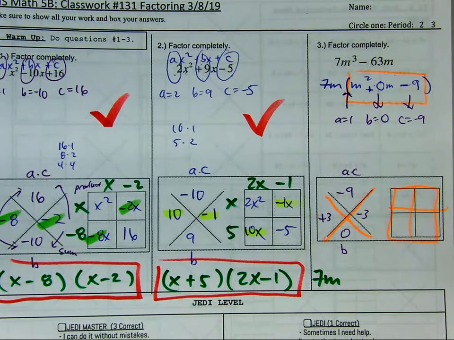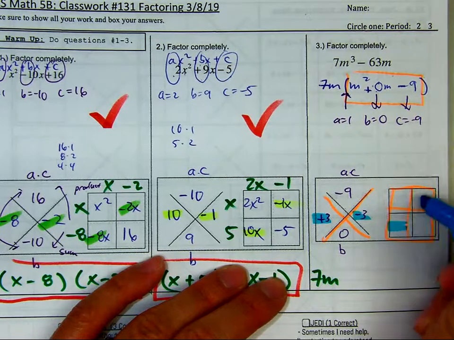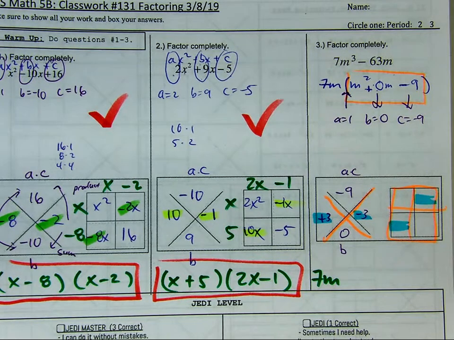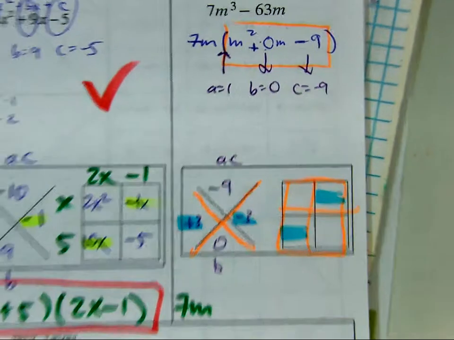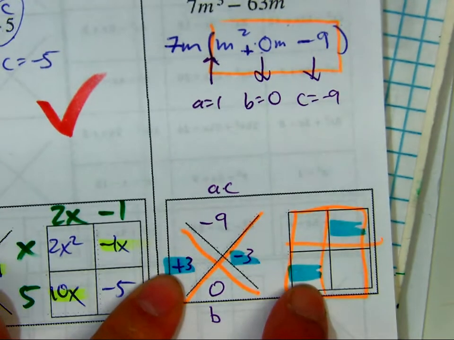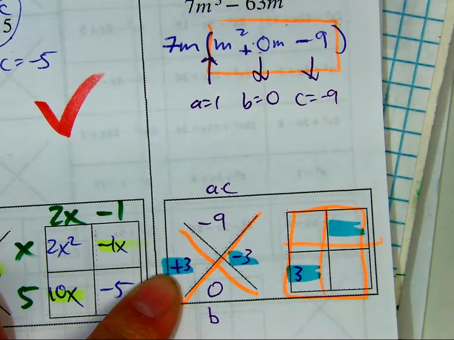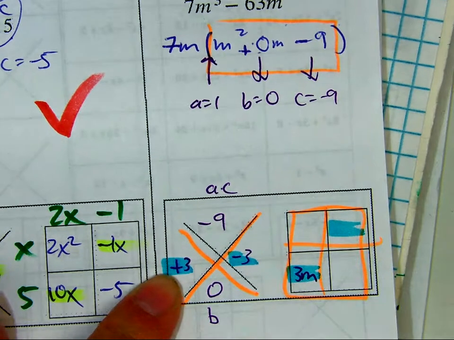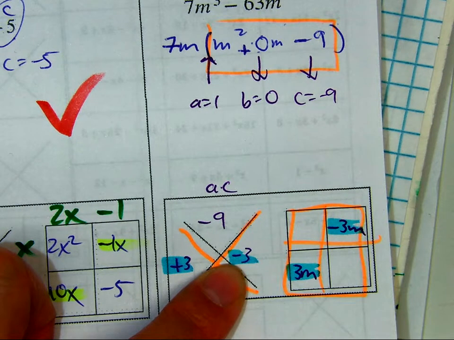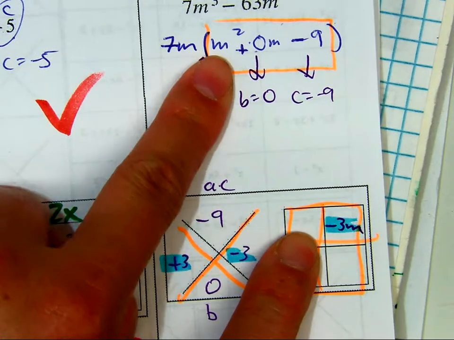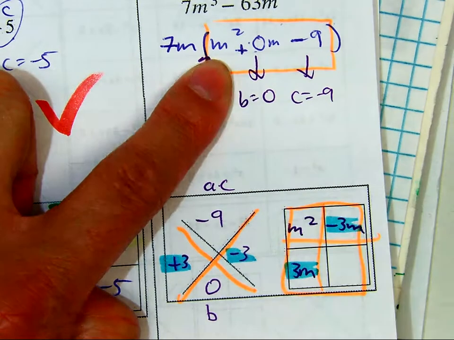Let's put this into our box. This is called the area model of factoring. That's a fancy word for Xbox. Class, what do I put here? 3m, right? We changed the variable. Over here? Here? M squared. You notice how I have that orange box highlighted. And the last term? Negative 9.